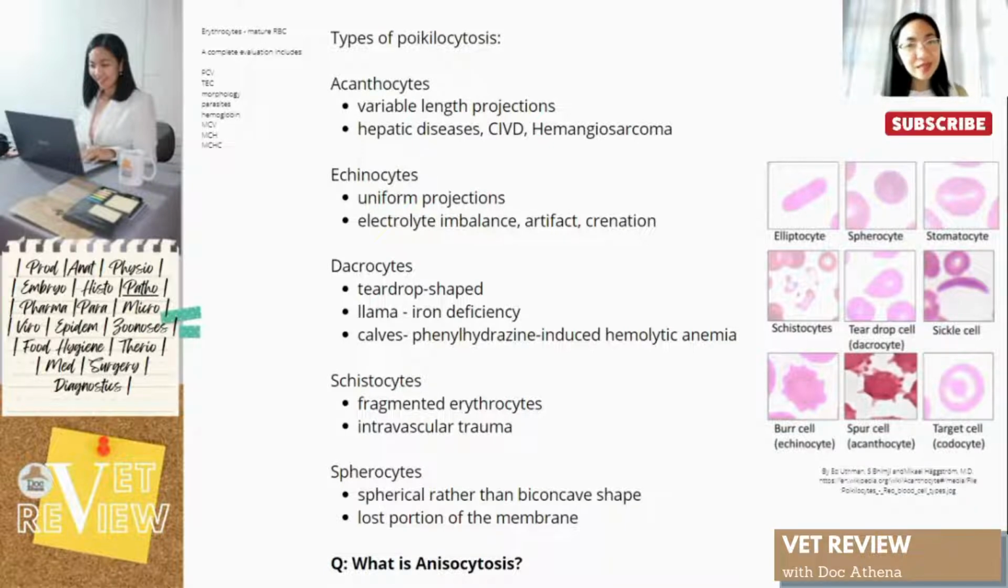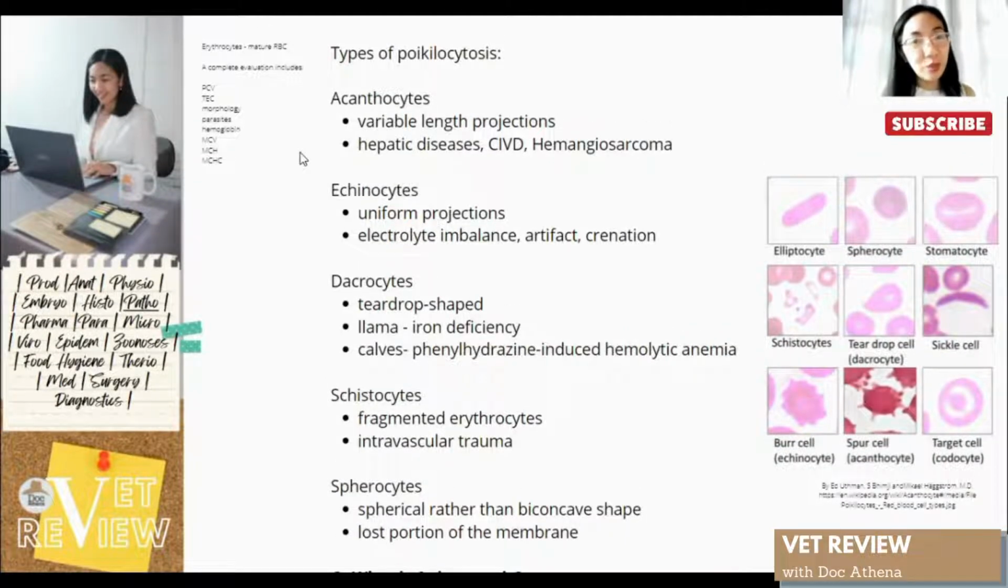What is DIC? This is disseminated intravascular coagulation, and it is also seen in cases of hemangiosarcoma, which is one type of neoplasm. Next type of poikilocytosis is echinocytes. And this time, the projections are uniform. Here's the echinocyte, and this is the acanthocyte. So you see the projections. For echinocytes, the projections are almost uniform, whereas for acanthocytes or spur cells, the projections are of various lengths.